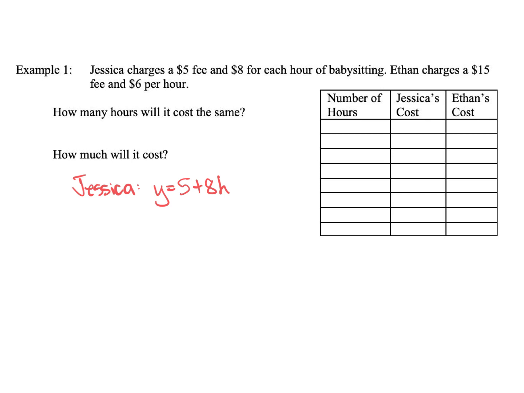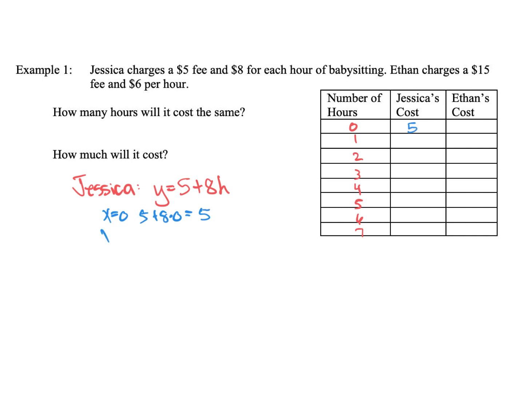Notice how I have a table. I can do 0, 1, 2, 3, 4, 5, 6, 7, and we can fill out the table. We can actually make it longer if we want to, but let's go ahead and fill out the table for Jessica. Let's grab our calculators and put in 0. So x equals 0. So we're going to have 5 plus 8 times 0. Put it in your calculator. That would cost $5.